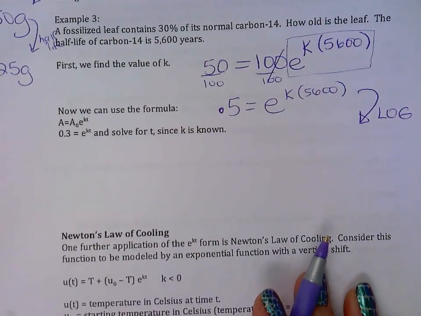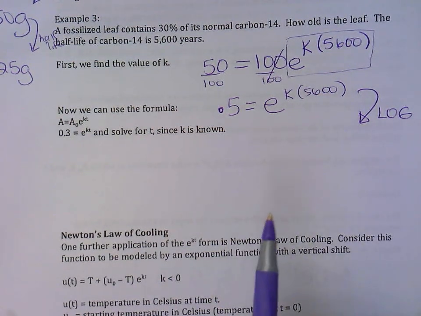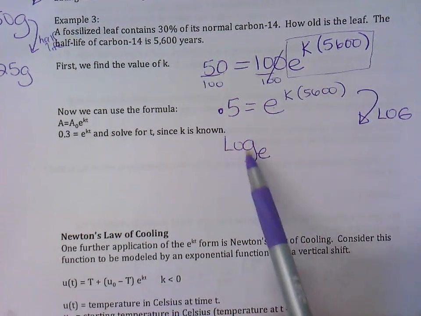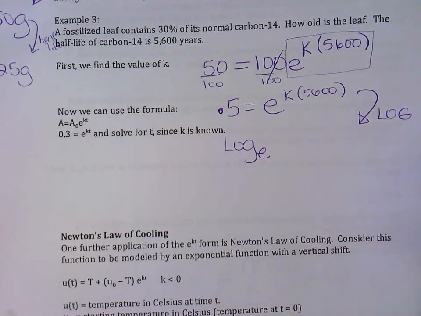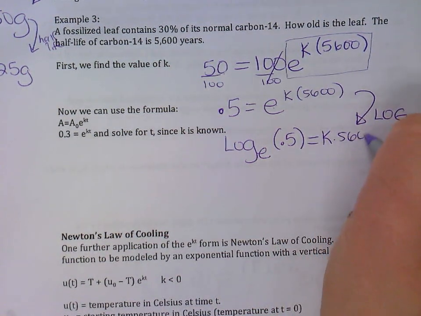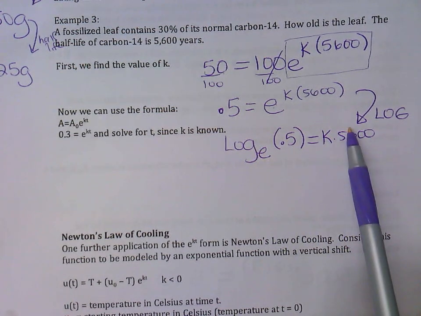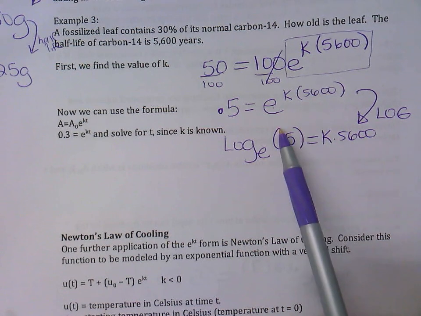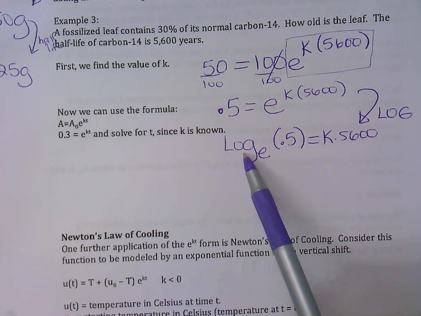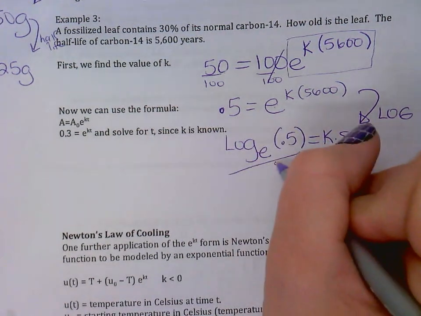You're going to get really good at going from exponential world into log world. In log world, the base of the exponent becomes the base of the log. So that's actually the natural log, right, of 0.5 equals k times 5,600. If I read this back, e is the base, k times 5,600 is the exponent, and 0.5 is the solution, right? So these should be equivalent statements. So I can just take the natural log of a half on my calculator, and then at the end, divide by 5,600 to find K.